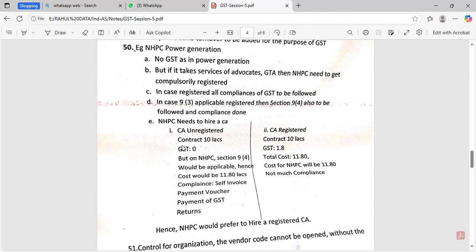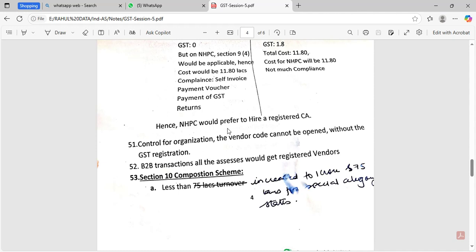CA unregistered, contract 10 lakhs, GST 0, but on NHPC Section 9(4) would be applicable. Hence, self-invoice, payment voucher, payment of GST, return. CA registered, 10 lakhs, GST 1.8 lakhs, total cost 11.80. Cost of NHPC will be 11.80, not much compliance. Hence, NHPC would prefer to hire a registered CA. Control for organization: vendor code cannot be opened without GST registration.